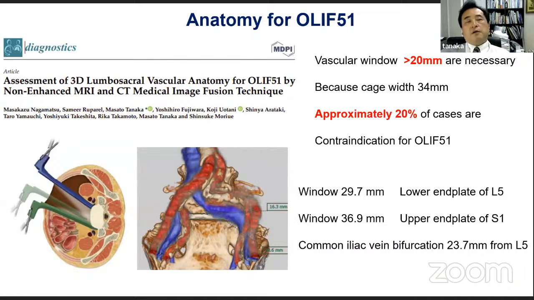Another one is OLIF 5.1. Anatomical consideration is very important. We call this the vascular window. More than 20 millimeters is necessary for this technique because the cage is very big. In our report, approximately 20% of total cases are contraindicated for OLIF 5.1.